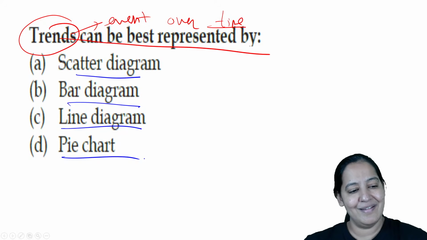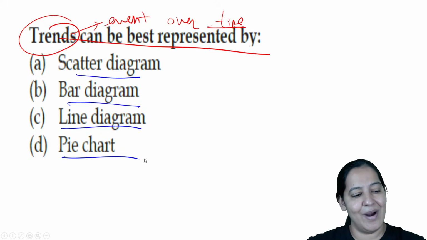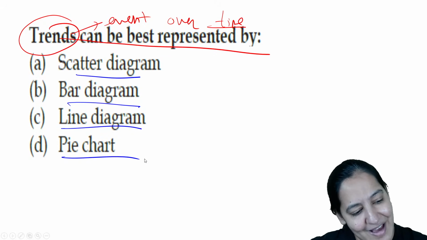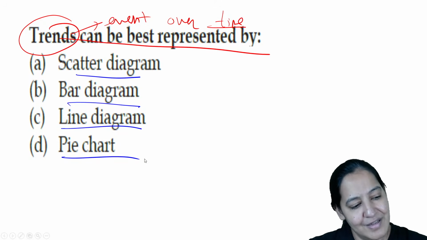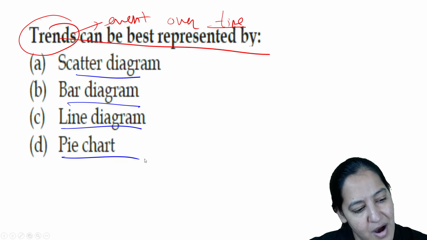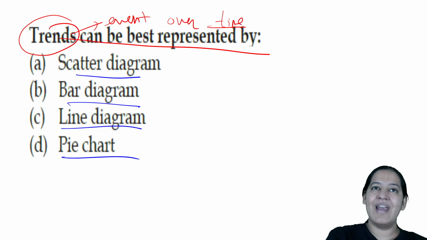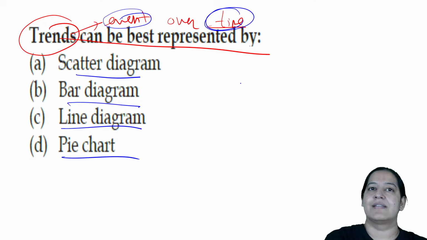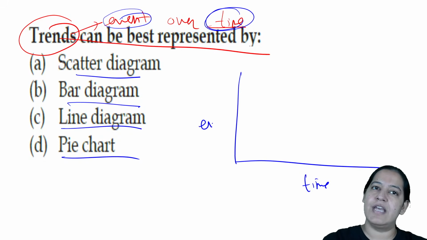Who will tell me? I want all of you to participate, at least those who are listening. Yes, someone has said it correctly. Yes, Niranjan. Again Niranjan is right. So on one axis you will take time, on another axis you will take your characteristic. On one axis you always take your time, on another you will take your event.